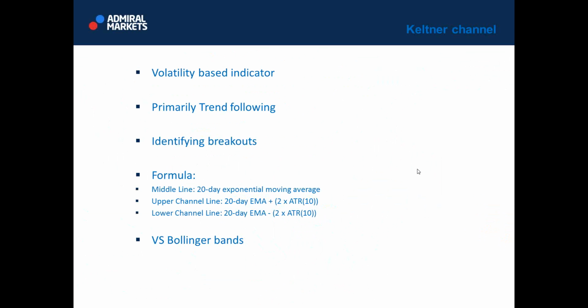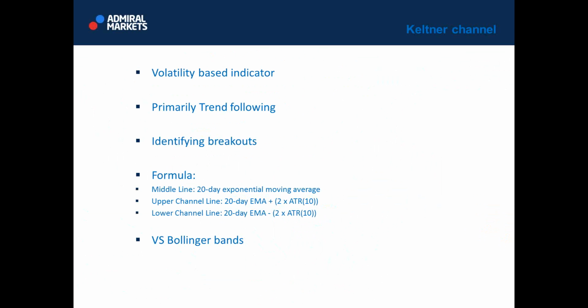Now, what are Keltner channels? Keltner channels are volatility-based envelopes. So they are based on envelopes. They are volatility-based envelopes which are set above and below an EMA. We can say that Keltner channels are very similar to Bollinger Bands, but instead of using standard deviation to set the bands, which is used in Bollinger Bands, Keltner channels use ATR to set channel distance.